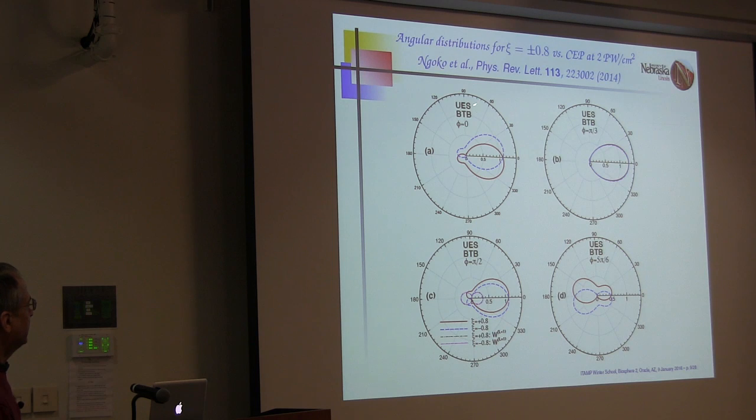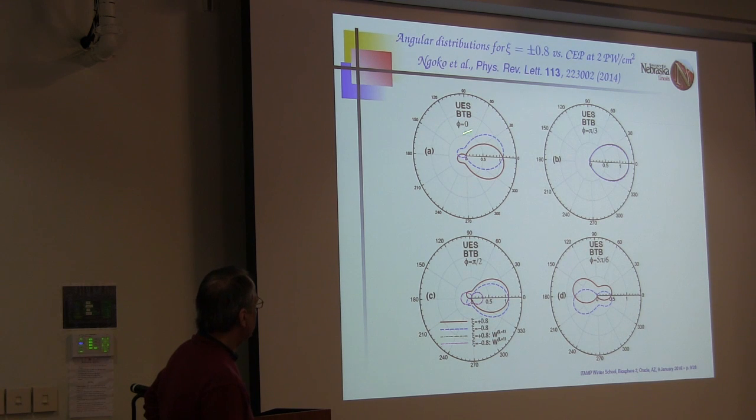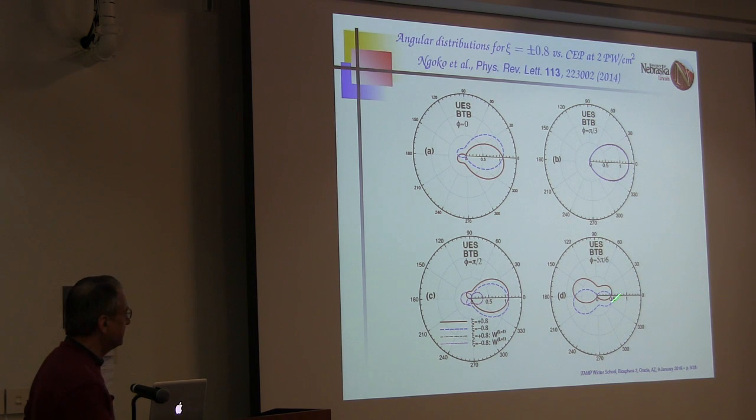So this is the unequal energy sharing case, back to back. The electrons are going back to back. And these are for 4 different carrier envelope phases: 0, pi over 3, pi over 2, and 5 pi over 6. You can see how sensitive this nonlinear dichroic term is to the carrier envelope phase.